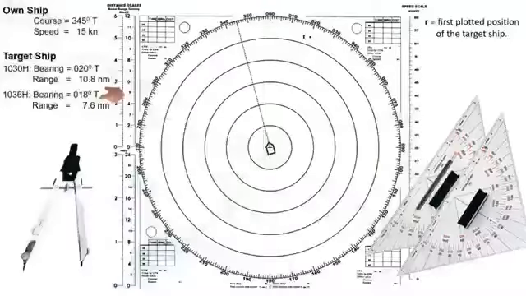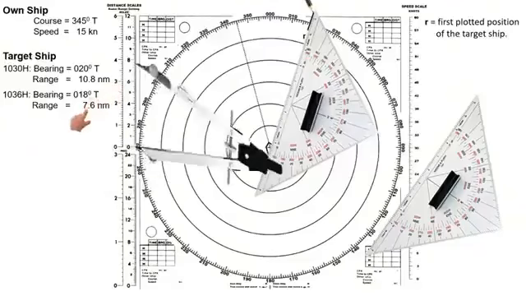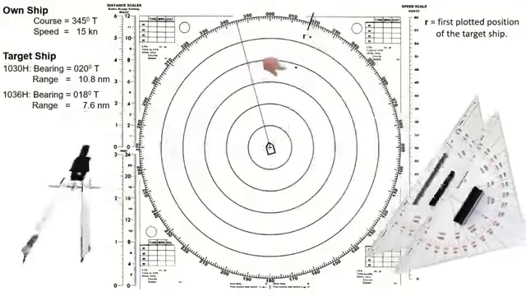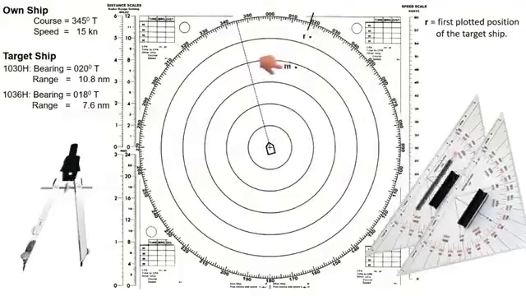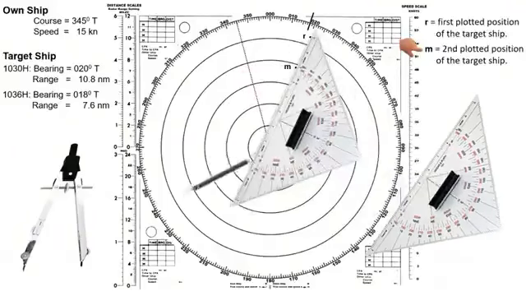Let's plot this on the radar plotting sheet. Place the triangle along 018 degree, then measure 7.6 miles, using the 12-mile range scale. Lay this measurement down from the own ship's position along 018 degree, and mark the point. Label this point with a small letter M, to represent the second plotted position of the target ship. Draw a line from R to M, and extend it.